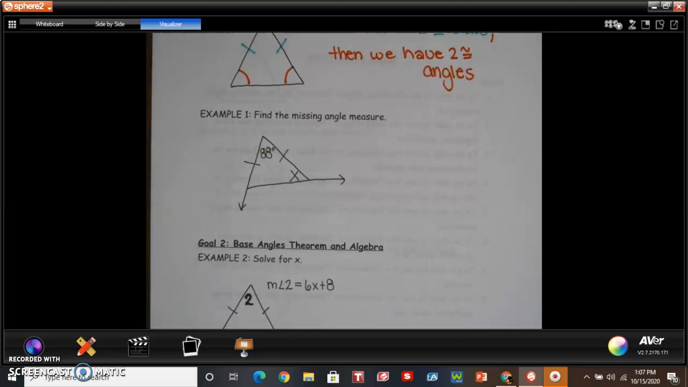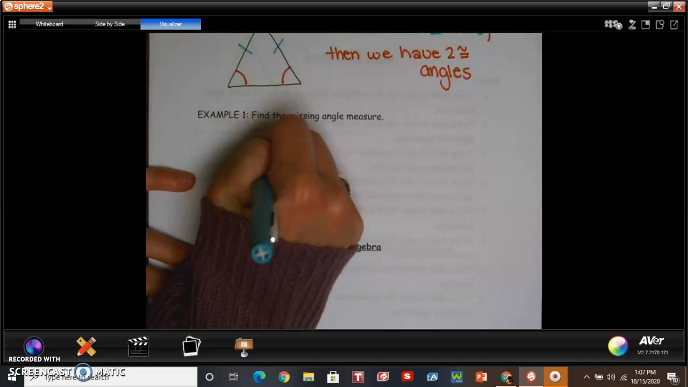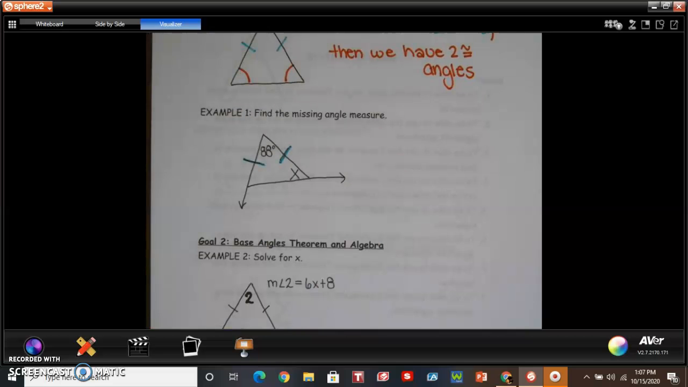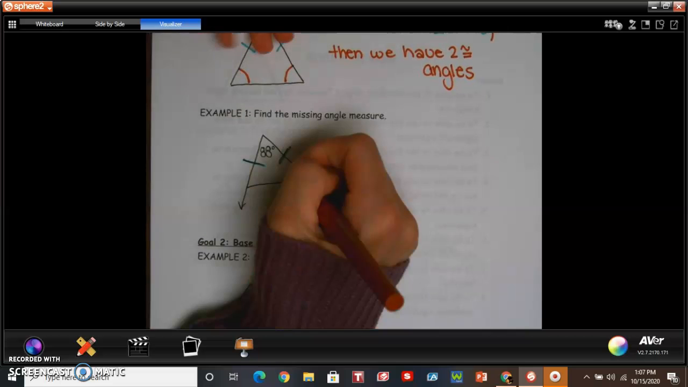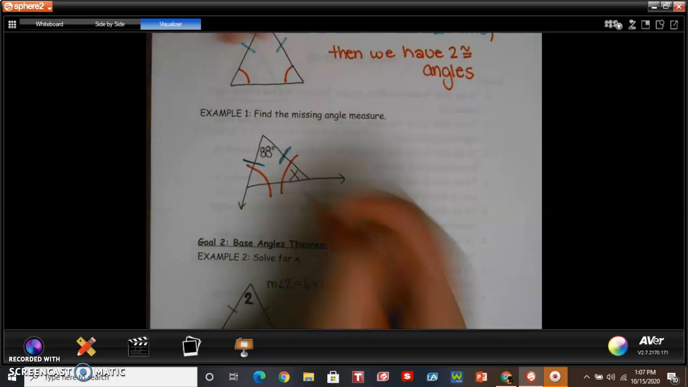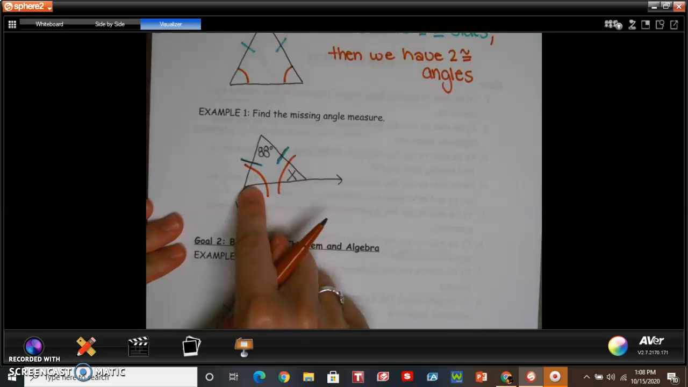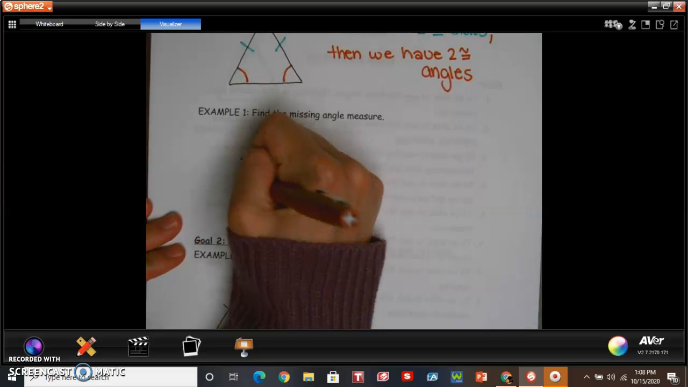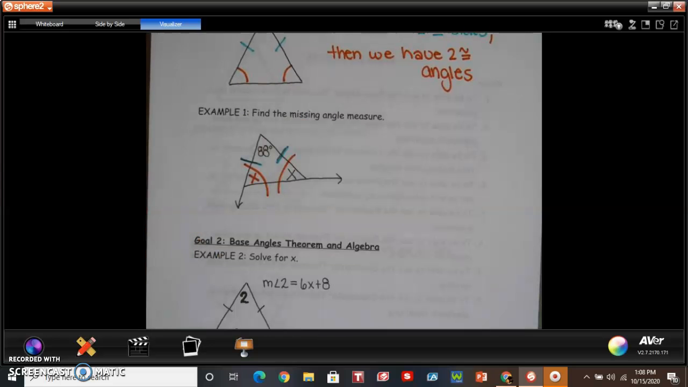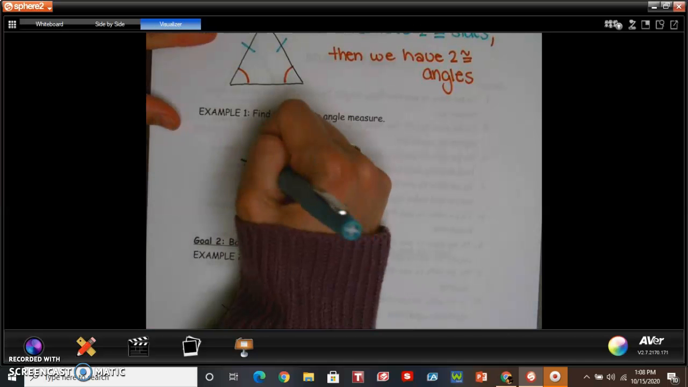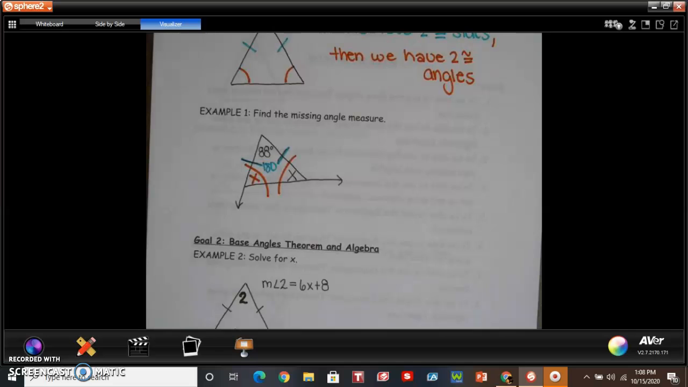Here we go. Let's find the missing angle measure. So here's our congruent legs. Boom. So here would be our congruent feet. All right, so if this is x, what is this? It is also x. And then last week we learned a very special thing about triangles, that the inside of a triangle always equals 180, okay?